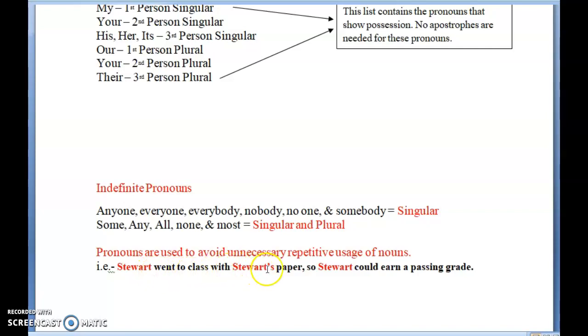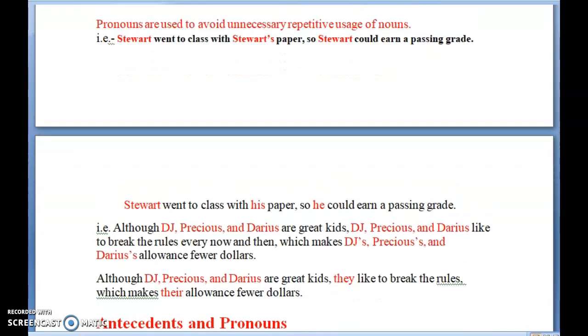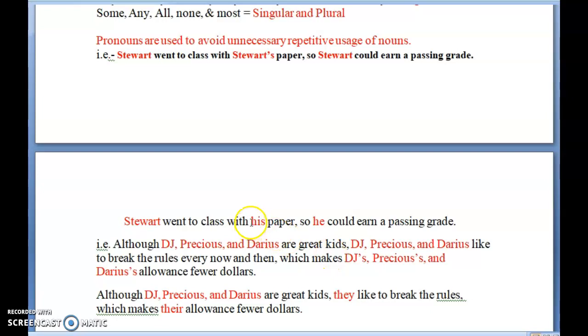Stuart went to class with Stuart's paper, so Stuart can earn a passing grade. It's grammatically correct, but it seems really repetitive. So let's look at it where we actually use pronouns to prevent having such repetition. Stuart went to class with his paper so he could earn a passing grade. And as you can see, we have the possessive case Stuart's paper replaced with the possessive pronoun his. And then we have Stuart who's acting as the subject of this clause. We replace that Stuart with a subject case pronoun he.